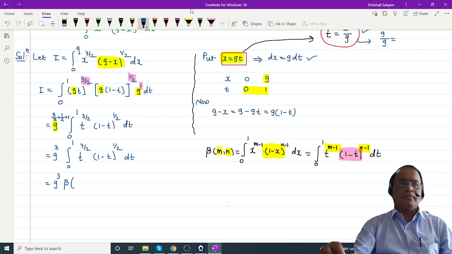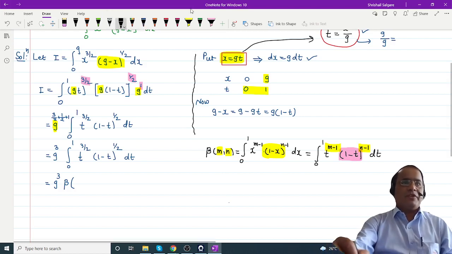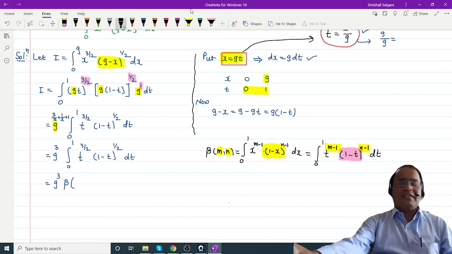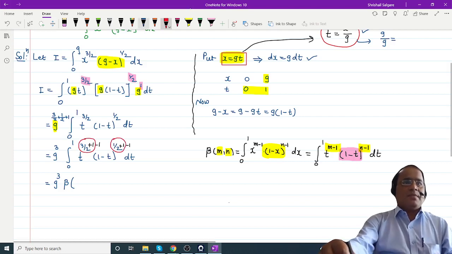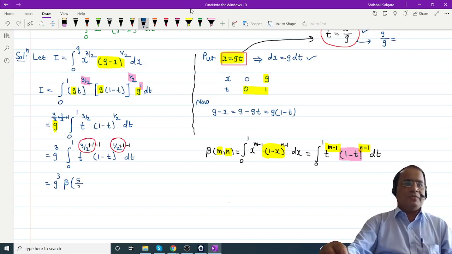Sir, it will be 3 by 2 plus 1. Yes, you have to make the adjustment. What you have to do? You have to express that as something minus 1. So that's why I will do here plus 1 minus 1. That means it comes as beta of the first parameter, that you have to simplify, and the second parameter, that term you have to simplify. So after simplification, I think 3 by 2 plus 1 comes as 5 by 2. Am I right?